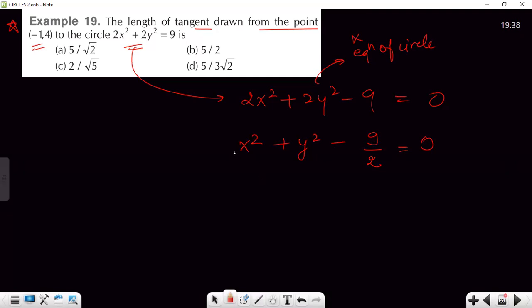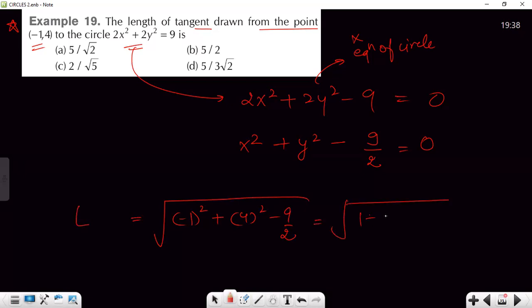Now when the coefficients of x square and y square are equal to 1, we substitute x with -1 and y with 4 and the constant -9 by 2, and take the square root. This will be the length. 1 plus 4 square is 16, so 17 minus 9 by 2. So 34 minus 9 divided by 2 becomes 25 by 2. That becomes square root 25 over root 2. Square root of 25 is 5, so the length is 5 by root 2 units.